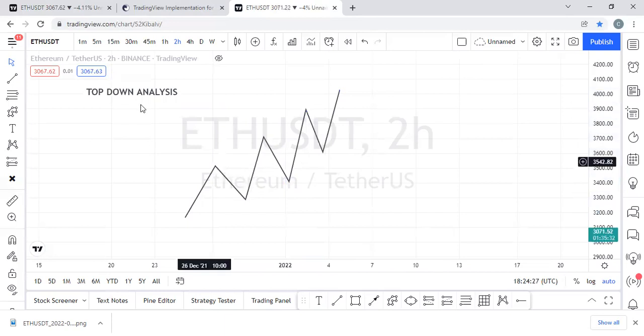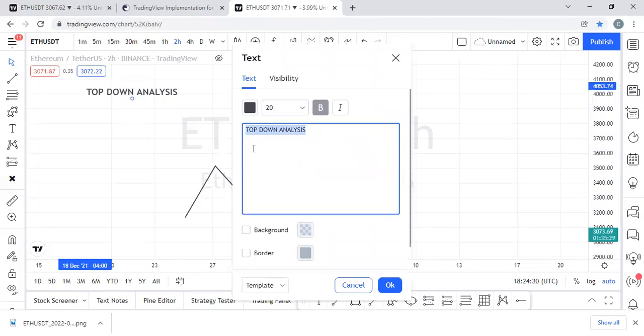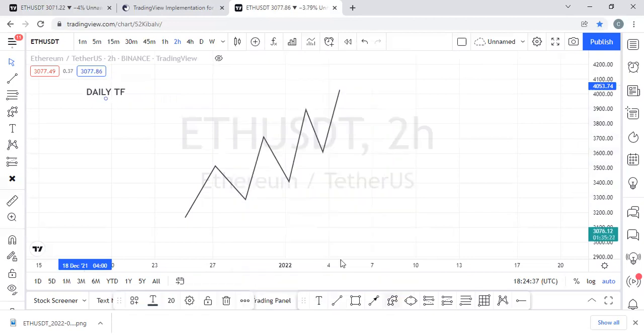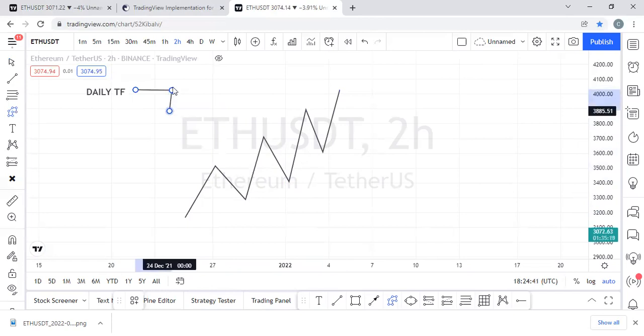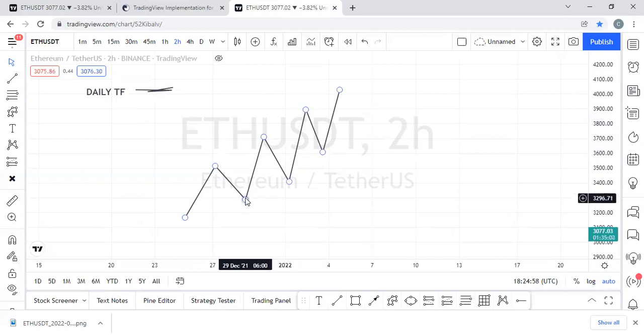This is the daily time frame. Let's label it: the black line is the daily time frame. We'll just put a black line there to make this easier so you won't forget. So now, believe me, for the daily time frame to move from this point to this point, the smaller time frames will become bearish.